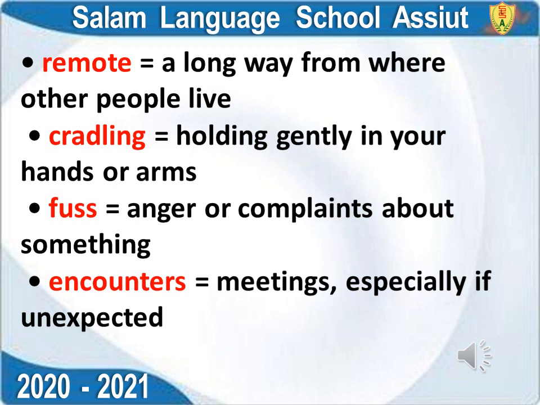The last but one, fuss. Fuss is anger or complaint about something. For example, the young girl was making a lot of fuss as her mother was combing her hair. The last word is encounters, مواجهات. Meetings, especially if unexpected. For example, the encounters between the two rivals helped to resolve the disputes. ساعدت في إنهاء النزاعات أو الخلافات.